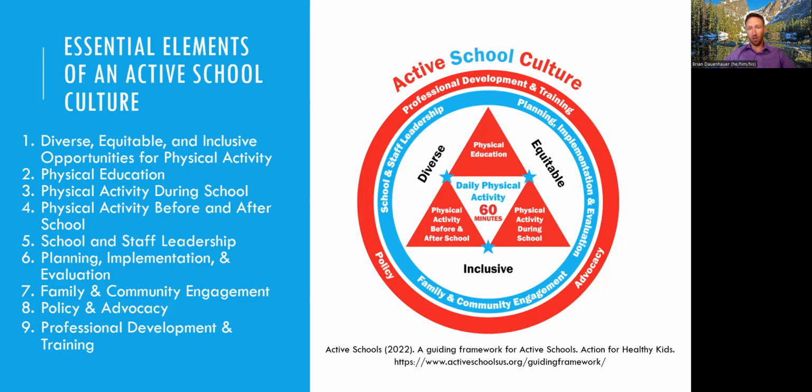So if you look at the blue ring around the outside, we have school and staff leadership, family community engagement, and planning, implementation, and evaluation. That takes into account some implementation science. Then in our red circle around the outside, we have policy and advocacy and the ongoing needs for professional development and training. Also embedded within this model, and it's in every single component, is diversity, equity, and inclusion. And I think that's a really important tenet to share, in that we have to think about physical activity promotion in schools from an equity-minded perspective in terms of how we reach every child, not just our most athletically inclined, but every child in the school needs to have opportunities to be active for 60 minutes a day.